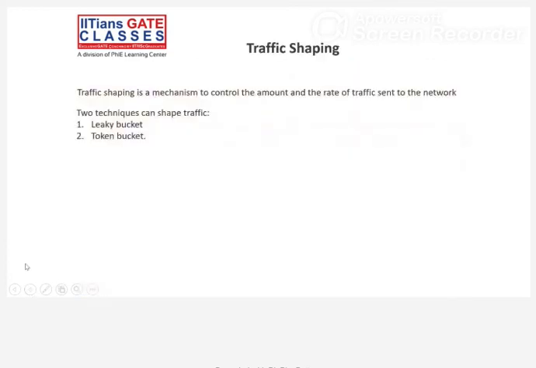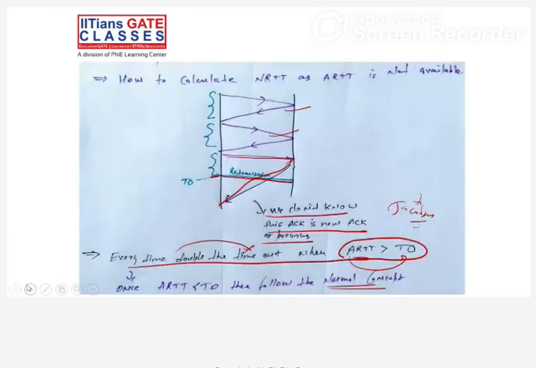So when the timeout happens, retransmission will be there. So here retransmission will be there. After that, you are getting the acknowledgement, right? So we have to retransmit because the timer has already expired.